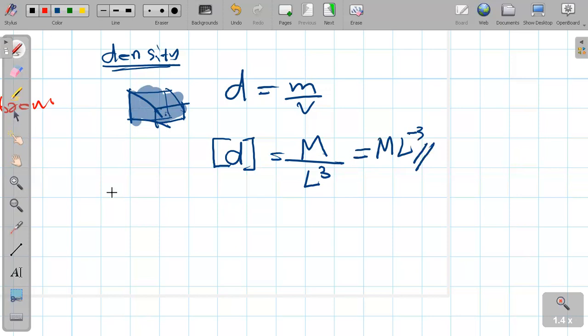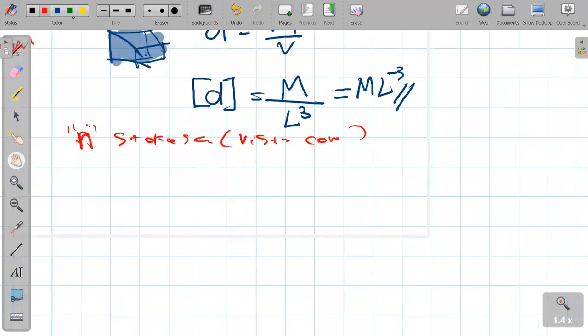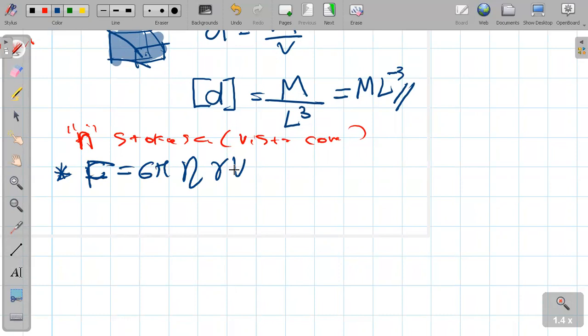That's simple. Now for Stokes law, eta, the viscous coefficient. As I told you, you have to neglect all numerical values. Write this. First, let me write the equation. F equals 6 pi eta R V. Right. This is what I want. Now write this point.